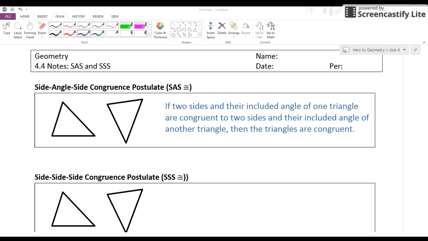Okay, so this side angle side congruence theorem tells you exactly what you need. You need 2 sides and an angle. What's special about this is it has to be 2 sides and their included angle of one triangle, and 2 sides and the included angle of another triangle. They must be congruent. So you want to make sure you write that down. And let's take a look at what I mean by included angles. Let's go ahead and call this triangle ABC, and then the second triangle XYZ.